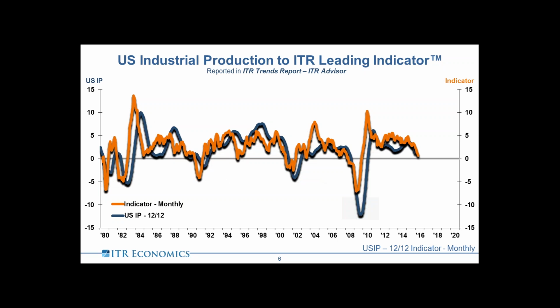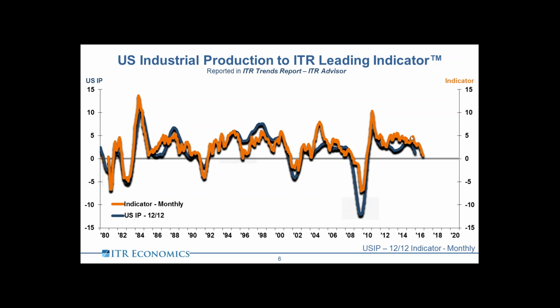So when we offset it by that timing relationship, we can tell that the declining trend in the ITR leading indicator suggests that the U.S. economy will likely decelerate further in the months to come. In fact, the fact that this is just above the zero line tells us that there is likely significant headwinds facing the U.S. economy right now.